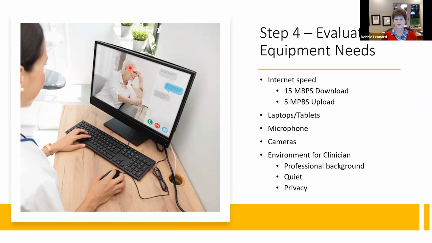Then the environment for the clinician needs to be a professional background. It needs to be quiet, and you need to have some privacy, and you need to have some space to move. In my setting currently, I have a U-shaped desk that kind of wraps around me. Wouldn't work really great for demonstrating movement patterns to my patients. It works good if you're sitting in a chair. So you want to make sure that you have the right environment for delivering the service and having the right equipment.